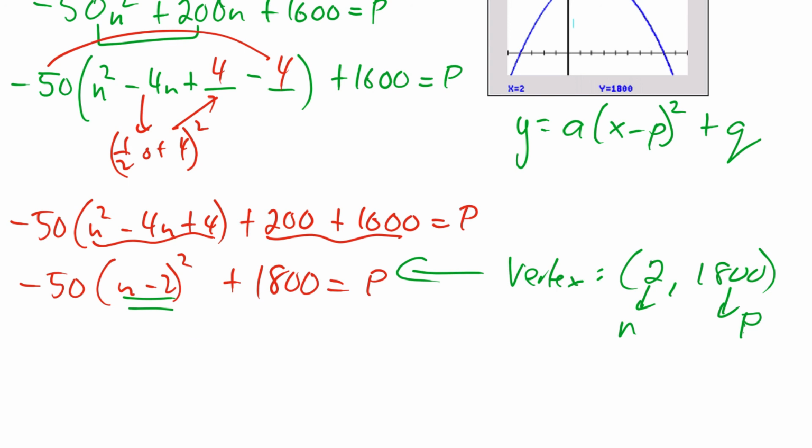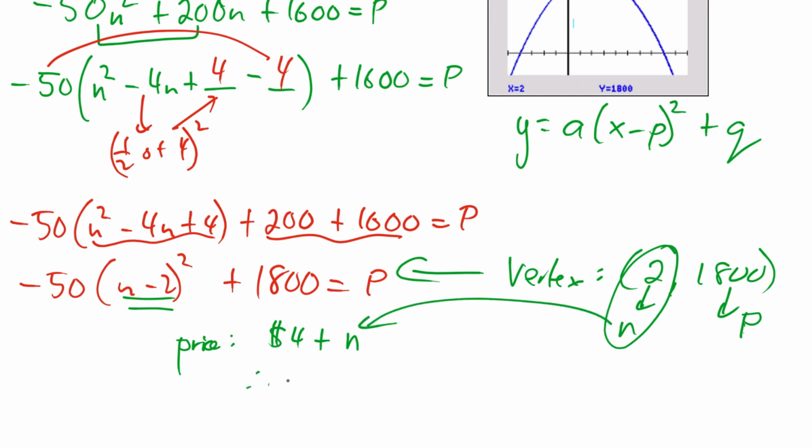So therefore, 2 increases in price of $1 from 4. So remember, our price was a base price of $4 plus n. So if n is 2, therefore a price of $6, 4 plus 2, $6, will maximize our profit in this situation at $1,800.